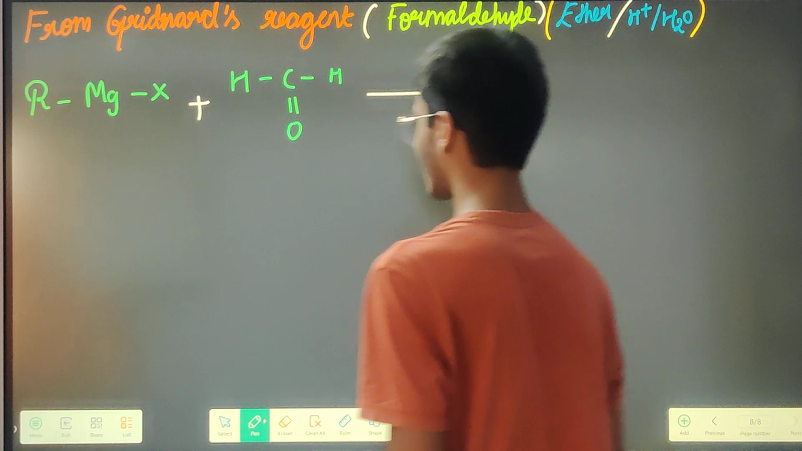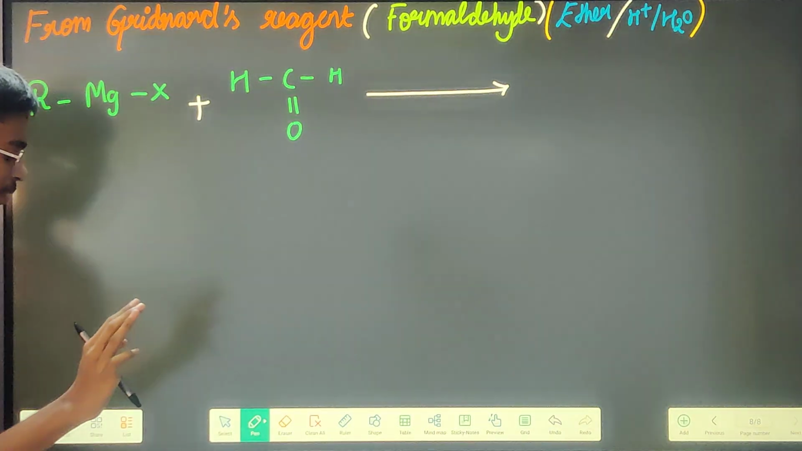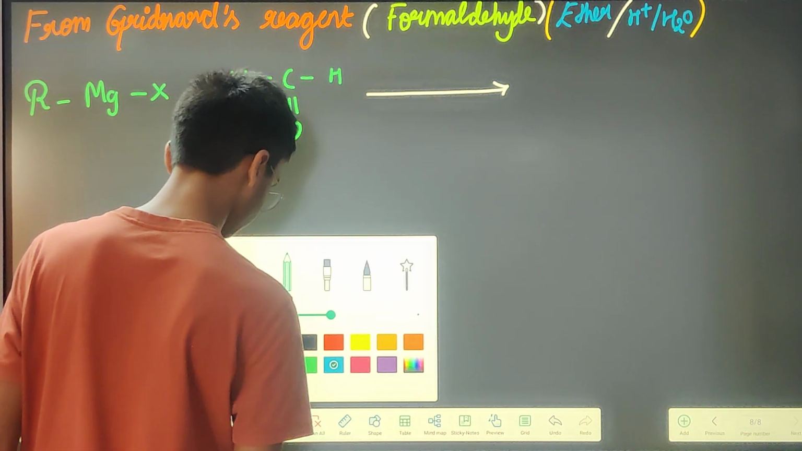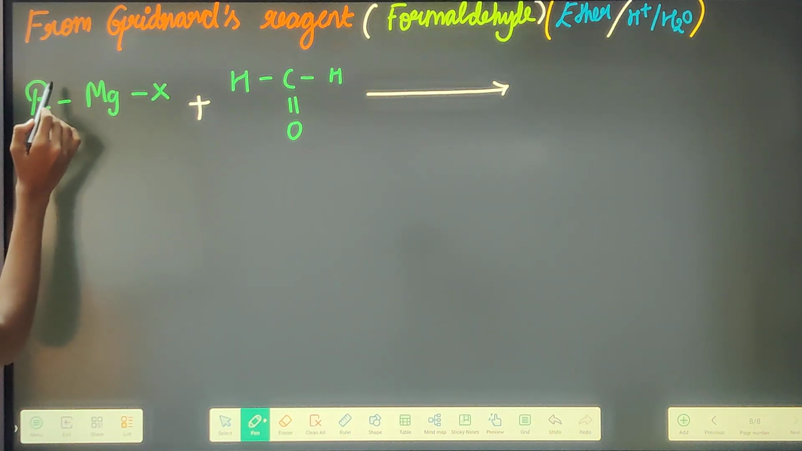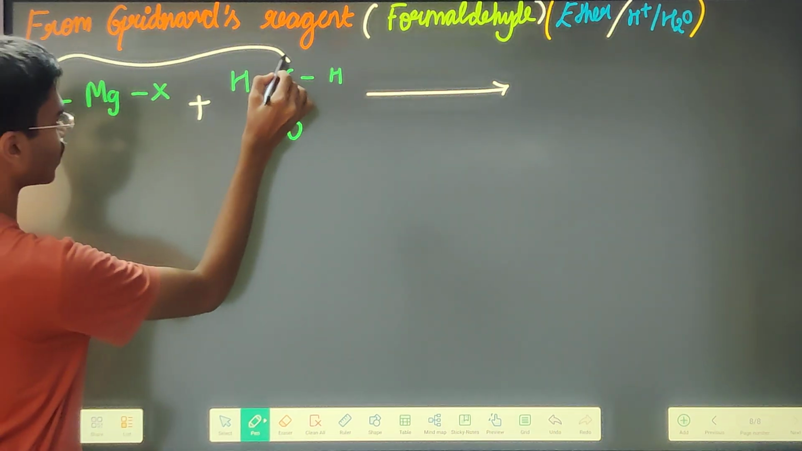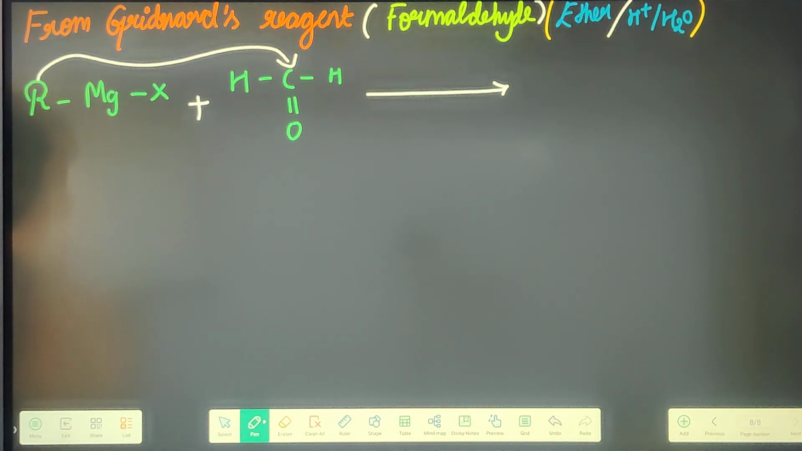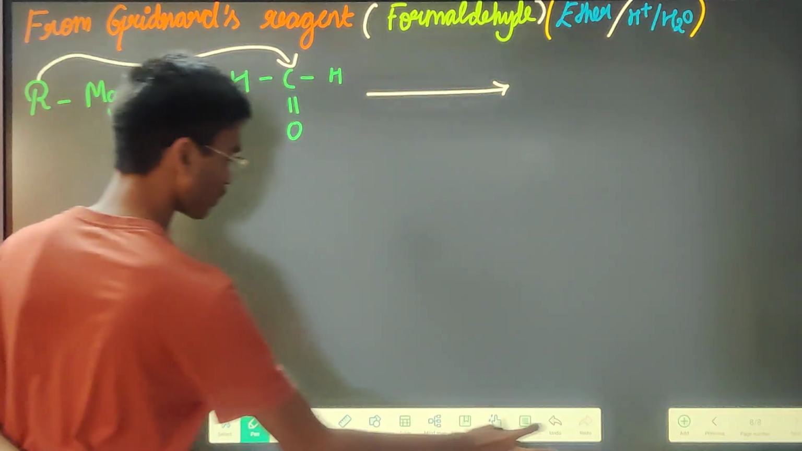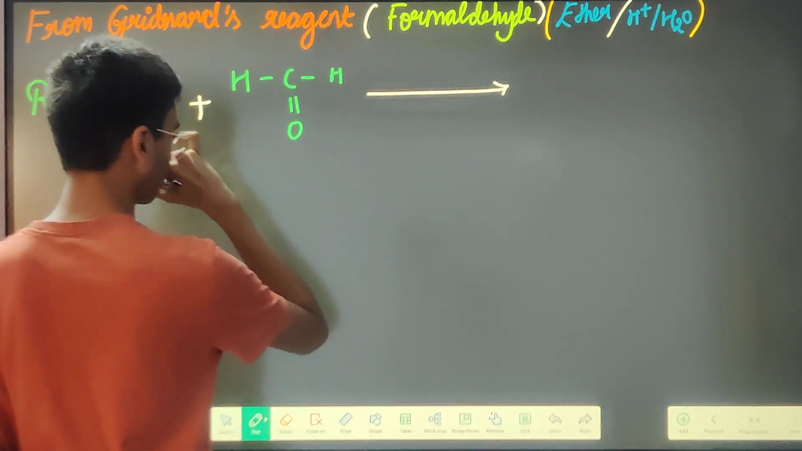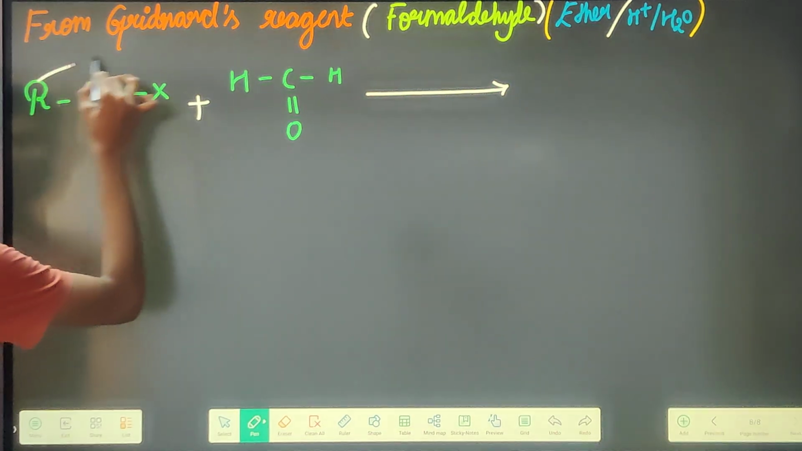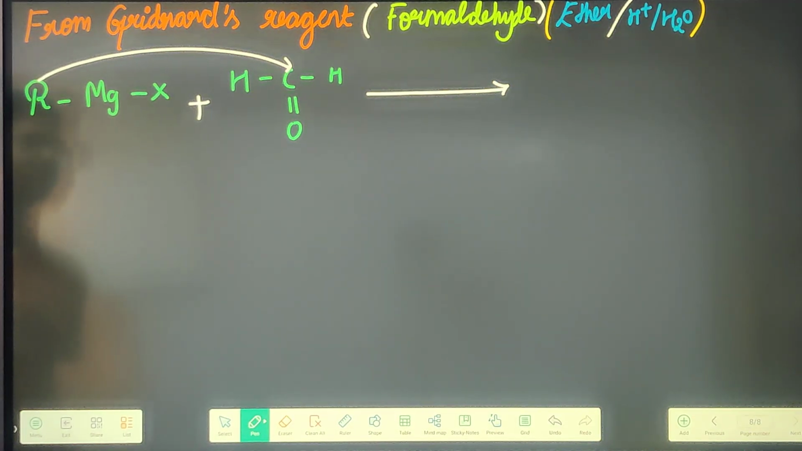Now, one thing we have to do is the mechanism. Which mechanism are we going to study? This R is there, right? This R will go and react with this C. Both are organic compounds only. Here you have a double bond and an oxygen, right? So this will go and hit this carbon.